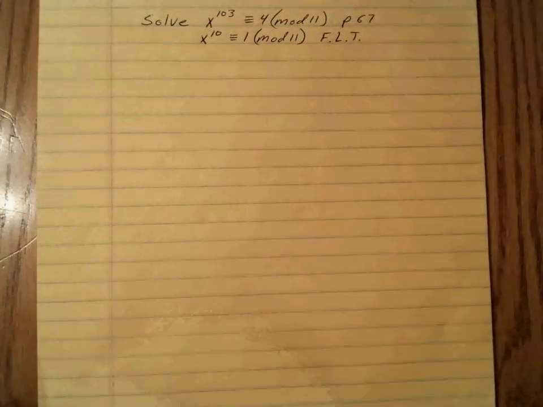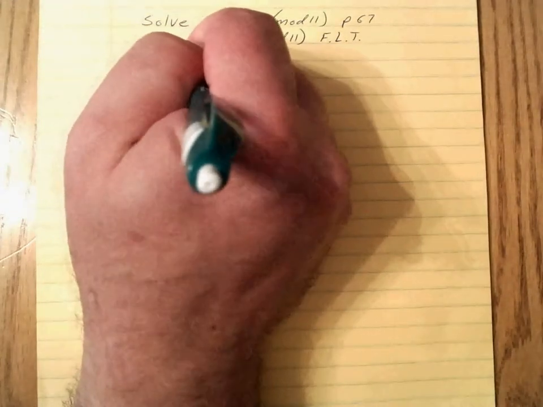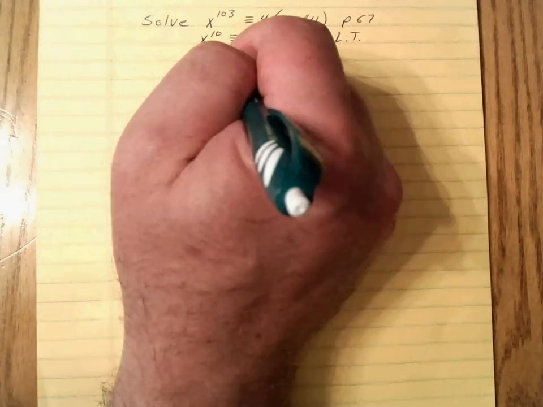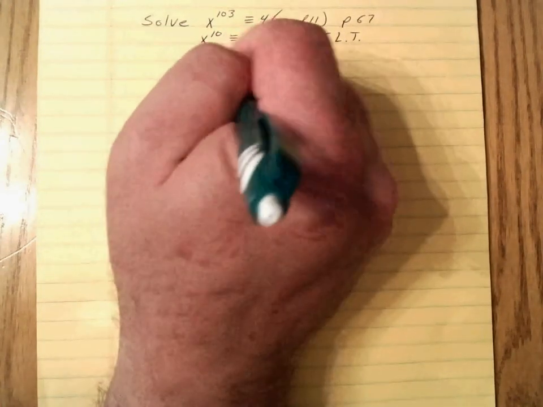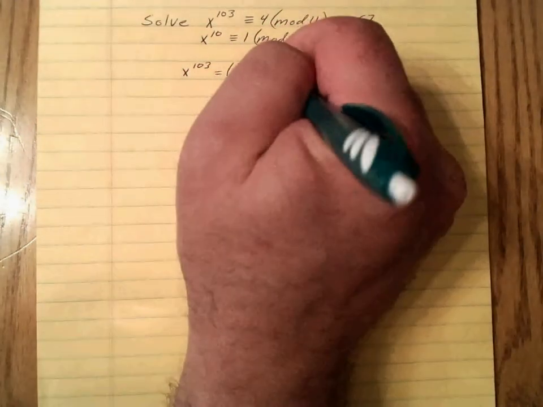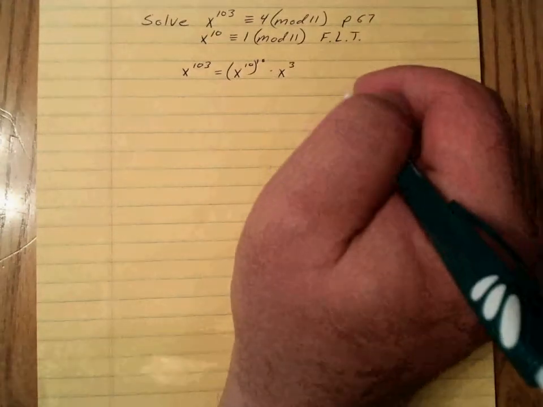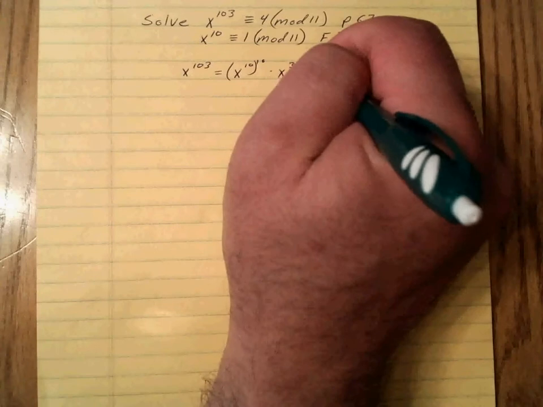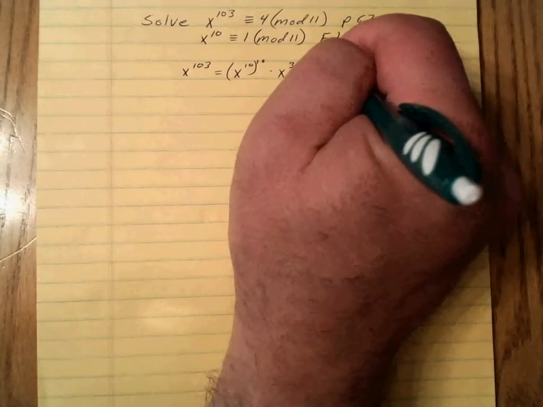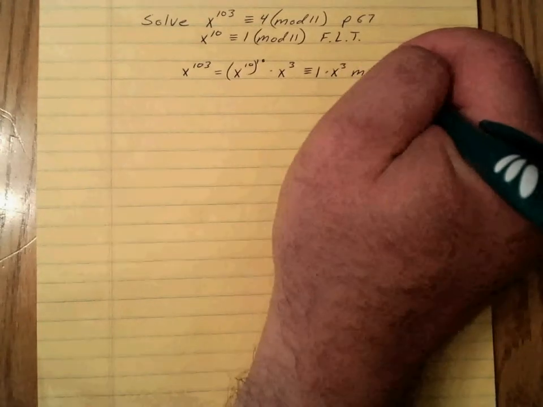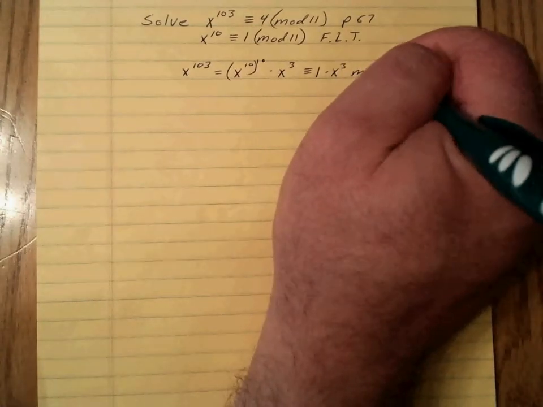And so we have this idea that we can use here, and it allows us to rethink the x to the 103. What that is going to be equal to is the same thing as x to the 10th power raised to the 10th times x to the 3rd. What this is going to tell us is that this is going to be congruent to 1 times x to the 3rd mod 11.